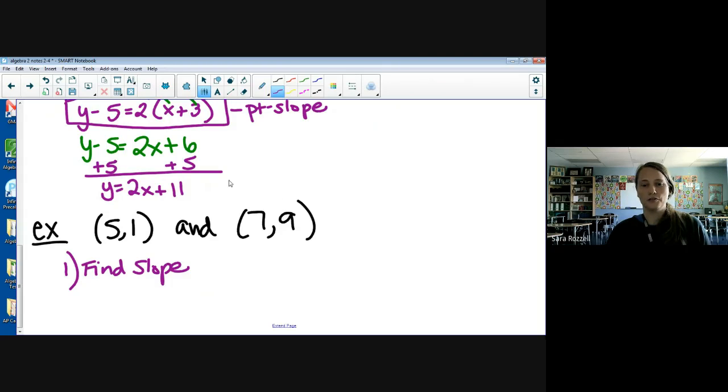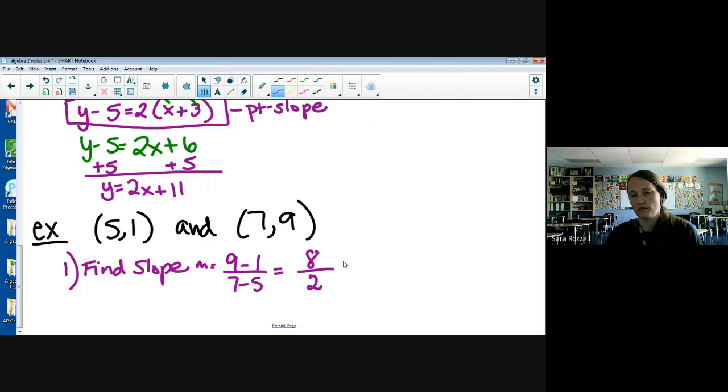So we'll do our y2 minus y1, and then our x2 minus x1. We have 9 minus 1 on top, and that makes 8. 7 minus 5 is 2. Can we simplify 8 over 2? Yes, what is 8 over 2? 4. Good, thank you. So our slope is 4.